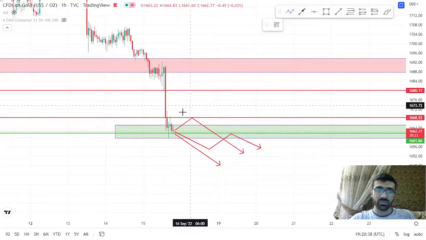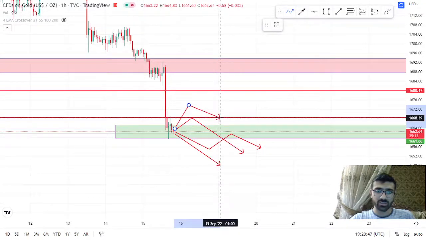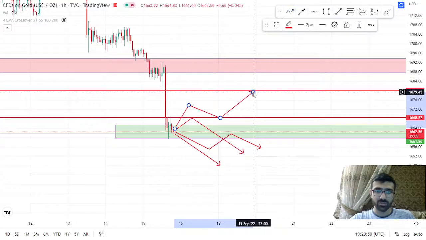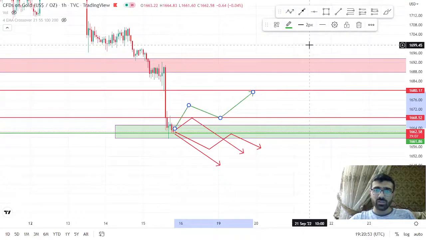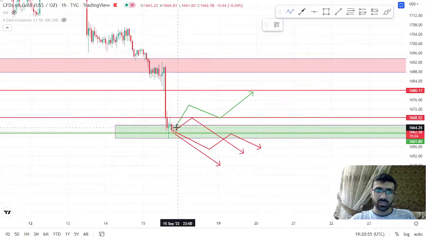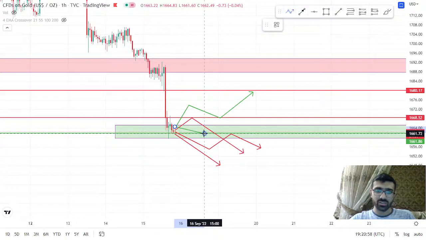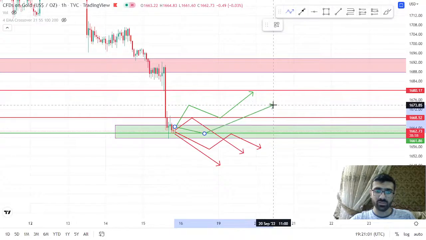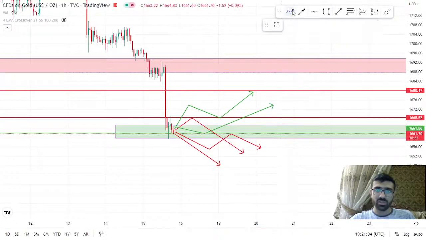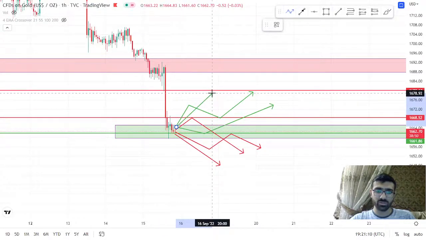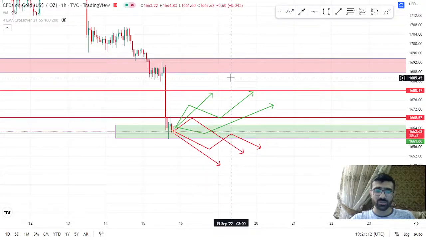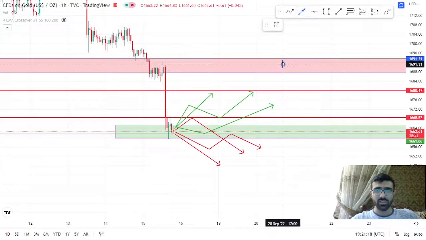Okay, and similarly, if the market closes above this area of resistance and then retests this area, we are going to go long. Okay, and secondly, if the market just simply tests this area of support and closes above this area, we are going to go long. And thirdly, if the market just closes above this area of resistance, we are going to go long straight away.